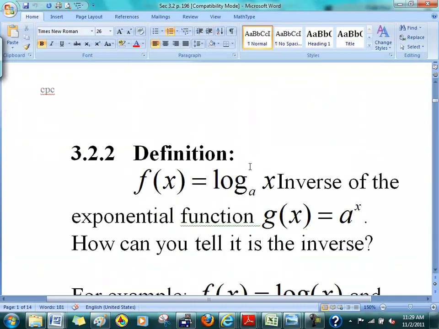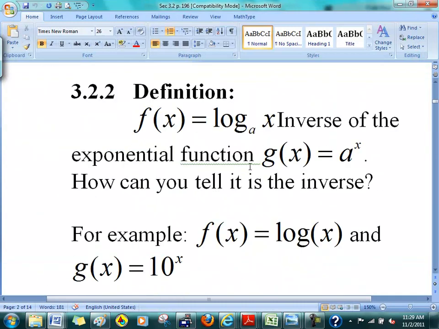So here's the formal definition of the log function, okay? So get this down and then let's go over. Just kind of review what inverse means as well in a minute. Anybody want to try and answer that question? How can you tell that those two functions, f and g, are inverses of each other?